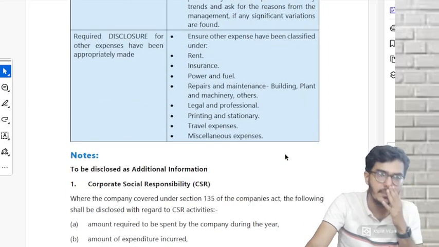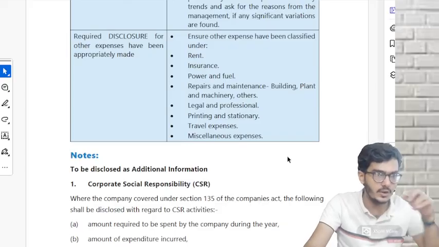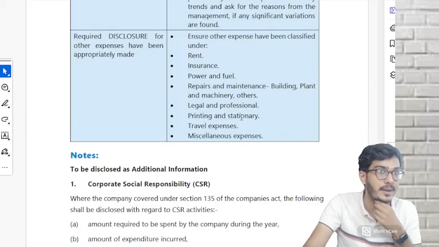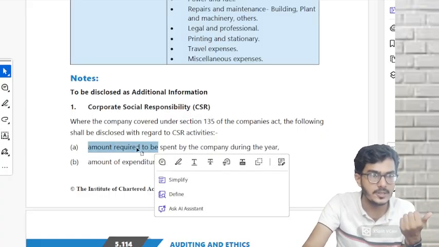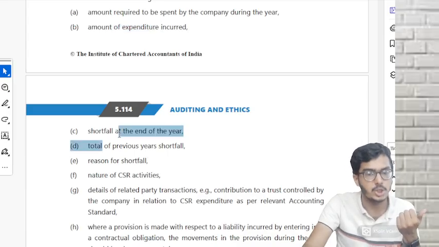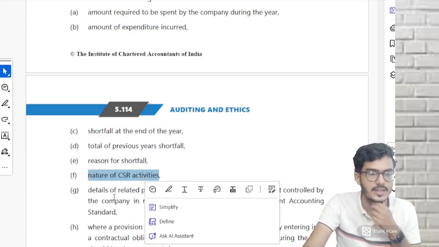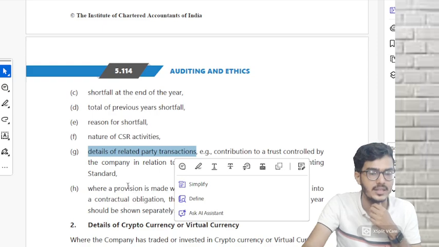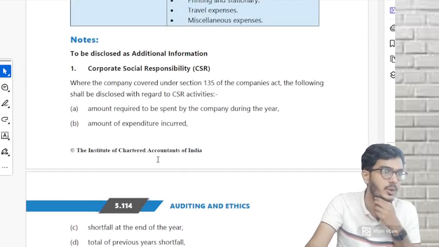You know CSR? 100% you should be knowing CSR. Corporate social responsibility. The companies which are fulfilling those criteria are supposed to spend money on that. And whenever they're spending money, they have to give disclosure: amount required to be spent, amount spent, shortfall, total of previous year shortfall, reason for shortfall, nature of that spent amount, detail of related party transaction, provision if made. Write down this A, B, C, D, F, G, H point. 5 marks they'll give it to you.